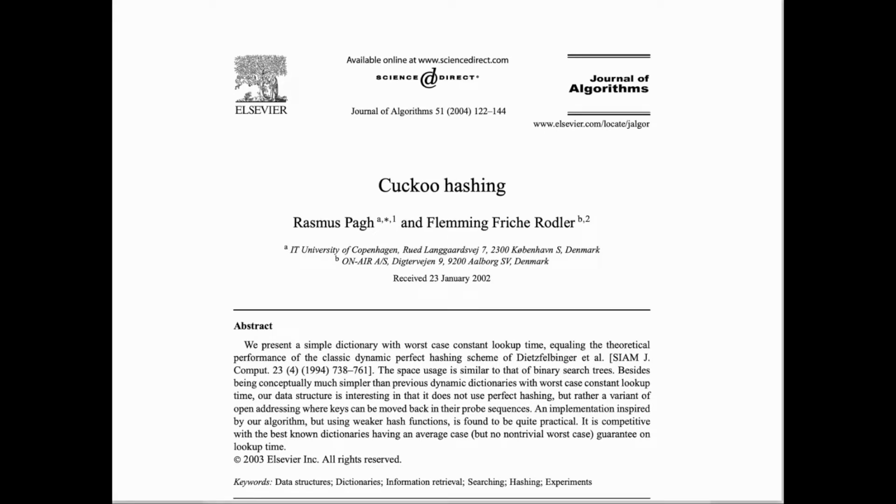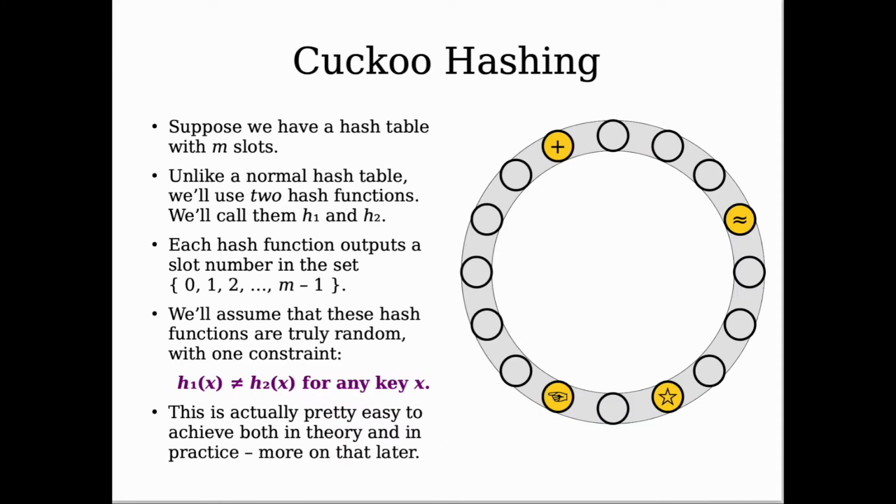This solution was published in 2004 in the Journal of Algorithms. This paper is from Pagh and Rodler. So in Cuckoo hashing, suppose we have the same assumption. We have m slots and we have a relatively large set of keys to be hashed. Here we have two hash functions. So instead of just using one, we have h sub 1 and h sub 2.